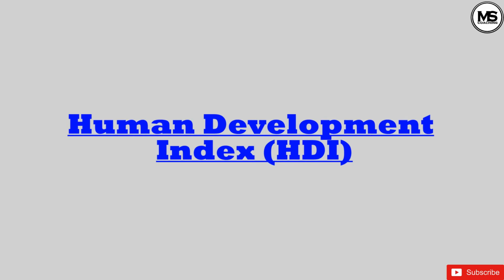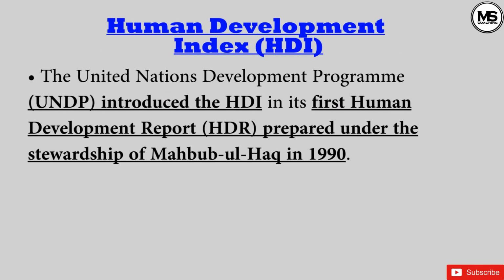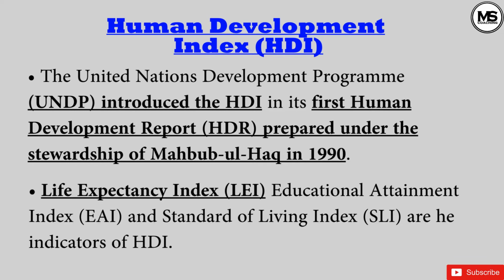Human Development Index, HDI. The United Nations Development Programme, UNDP, introduced the HDI in its first Human Development Report, HDR, prepared under the stewardship of Mahbub ul Haq in 1990. Life Expectancy Index, LEI, Educational Attainment Index, EAI, and Standard of Living Index, SLI, are key indicators of HDI.